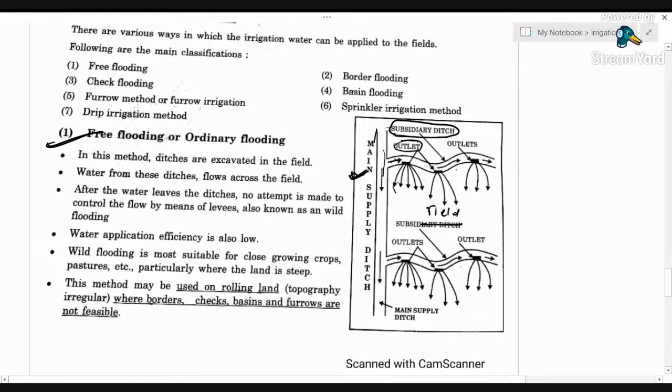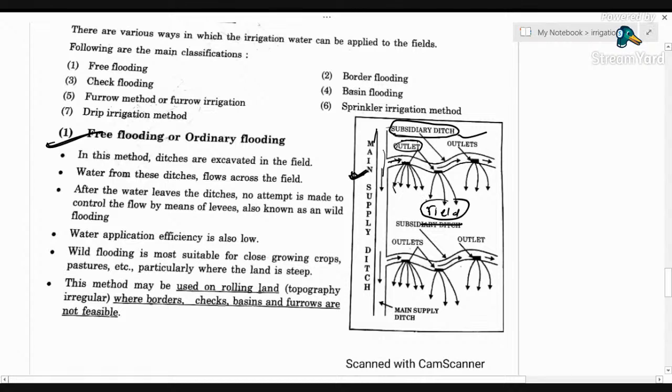This is the subsidiary ditch, and from the subsidiary ditch, small holes are there. Those holes are called outlets. Through these outlets, the water is supplied to the field.